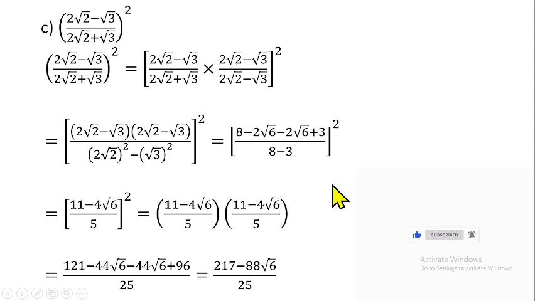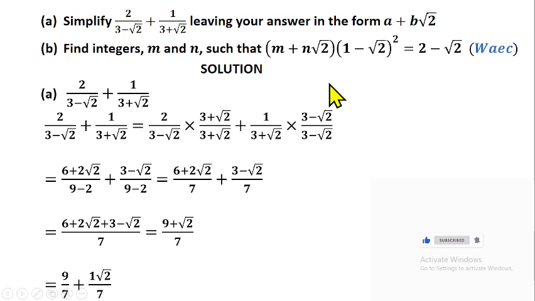Let's look at the next question. This is a WAEC past question as well. It's related to what you have just done. So that's why we are solving it. You are having: simplify 2 over 3 minus √2 plus 1 over 3 plus √2, leaving your answer in the form A plus B√2. So in this second question, you are going there very soon. It's very simple. Based on what you have done so far, I believe you should be able to do it, but let's discuss it together.